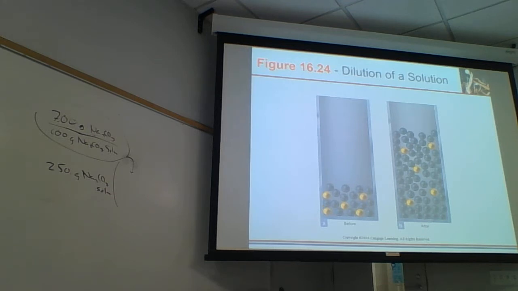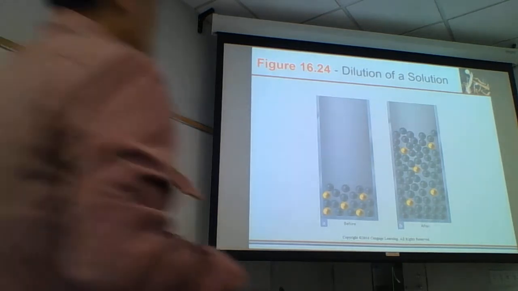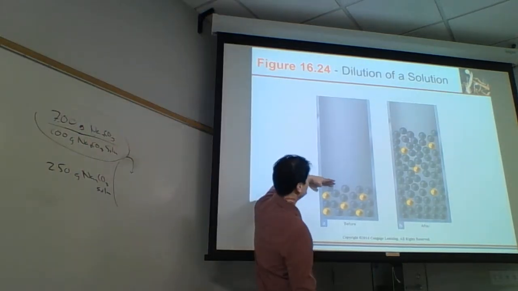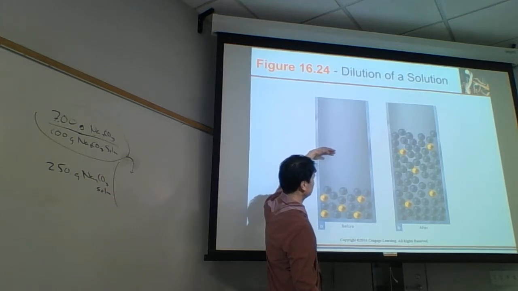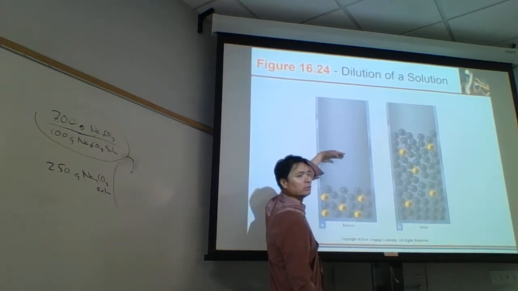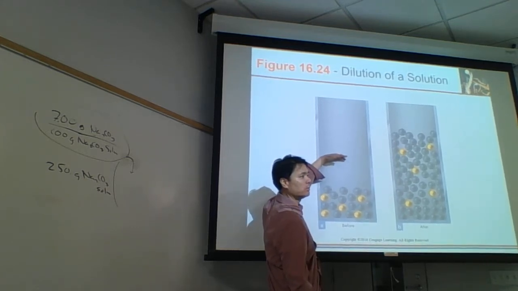So if there's a 1 to 2 dilution, you take 1 part original and dilute it to 2 parts, then the concentration is going to be cut in half. It's a 1 to 2 dilution. So if we take 1 part here and dilute it to twice, that would be a 1 to 2 dilution. And so the concentration would be about half.